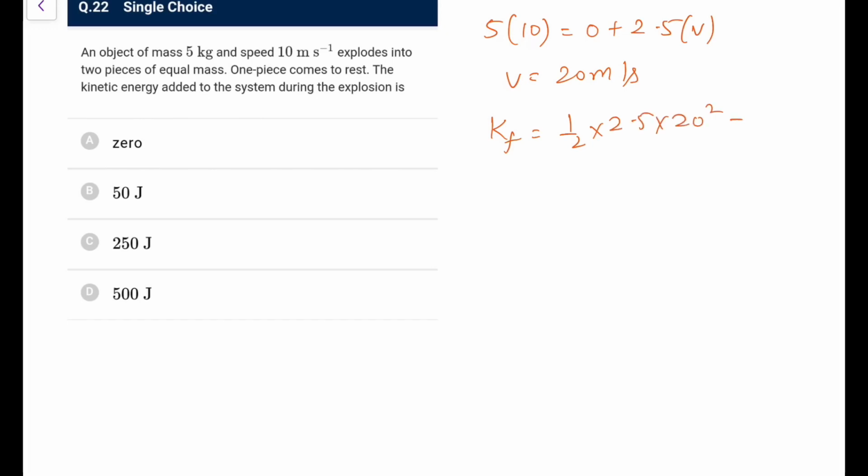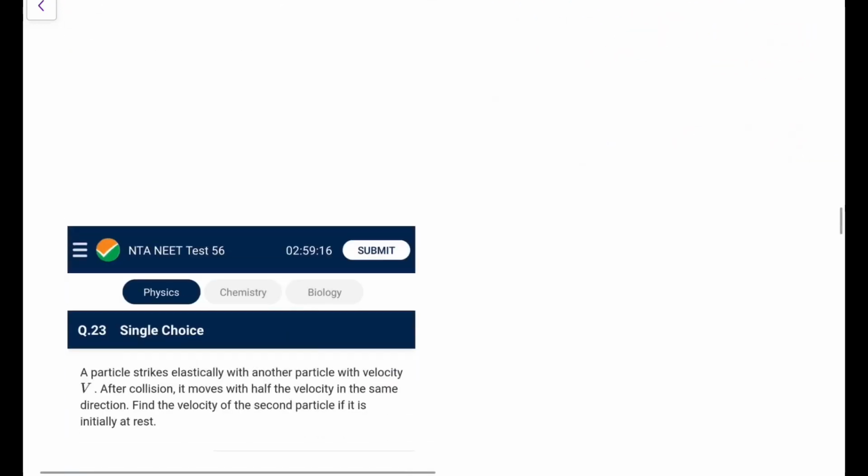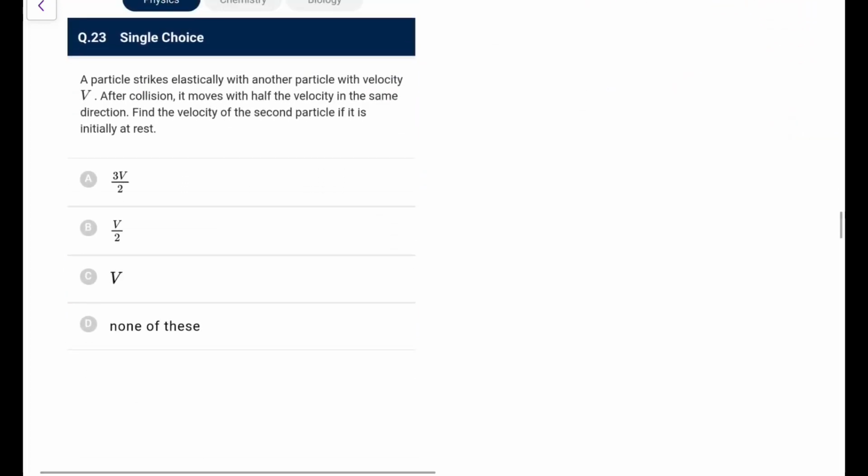20 square is 400. 200 into 2.5, that is 500 joule. Initial kinetic energy is half into 5 into 10 square, so that is 100. 500 by 2, 250 joule. So the addition I can make of 250 joule energy is added, basically doubled. Kinetic energy is doubled.